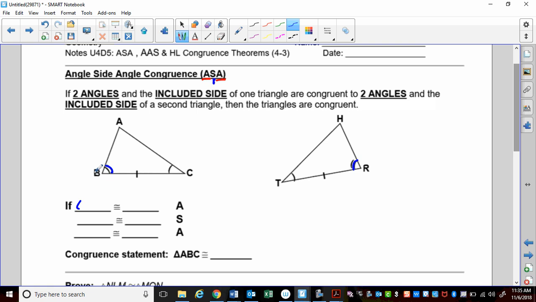angle B, I can name angle B with 3 letters. Remember, B has to be in the middle. Maybe ABC is congruent to angle R, or HRT. That is, an angle is equal to an angle. Also, my other angle has to be equal to my other angle. Angle C is ACB. Remember, the C has to be in the middle. Is congruent to angle T, which we can say is HTR.